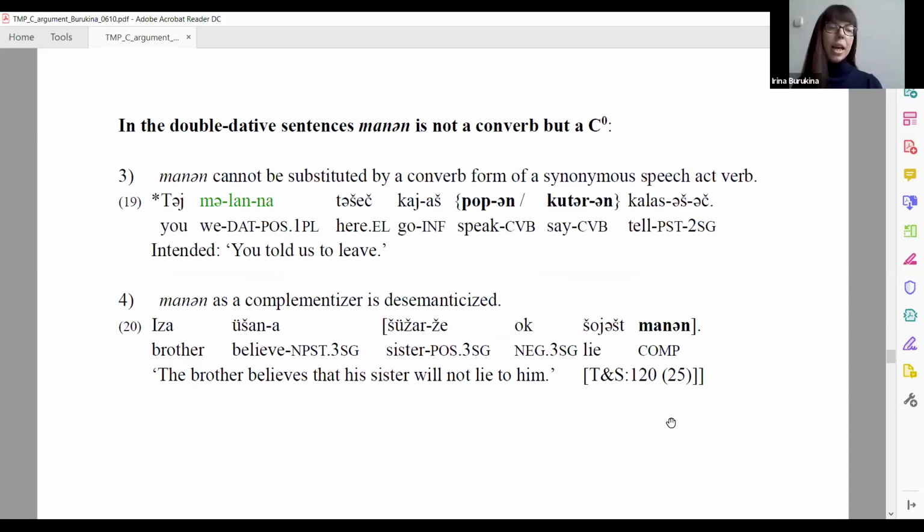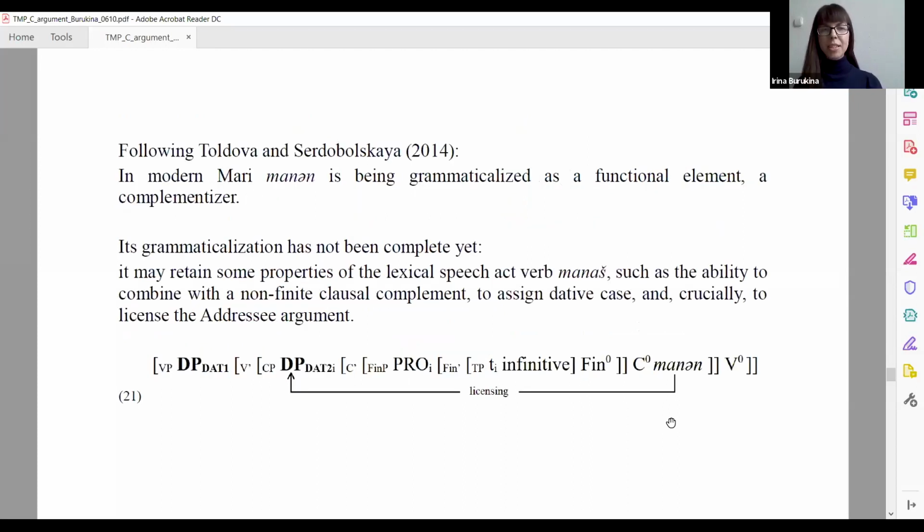And finally, manen in general as a complementizer has lost its semantics, at least partially. So for example, it can be used with verbs like believe or know, so not only in speech act contexts. So this all allows me to propose, following Toldova and Septoborska, that manen is currently being grammaticalized as a functional element, but that it is still somewhere in the middle of this grammaticalization journey, basically. So it may still retain some properties of the lexical speech act verb.